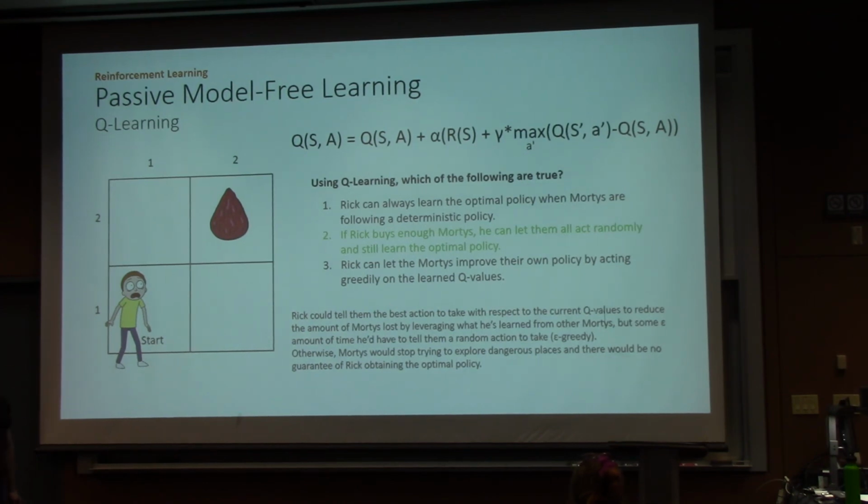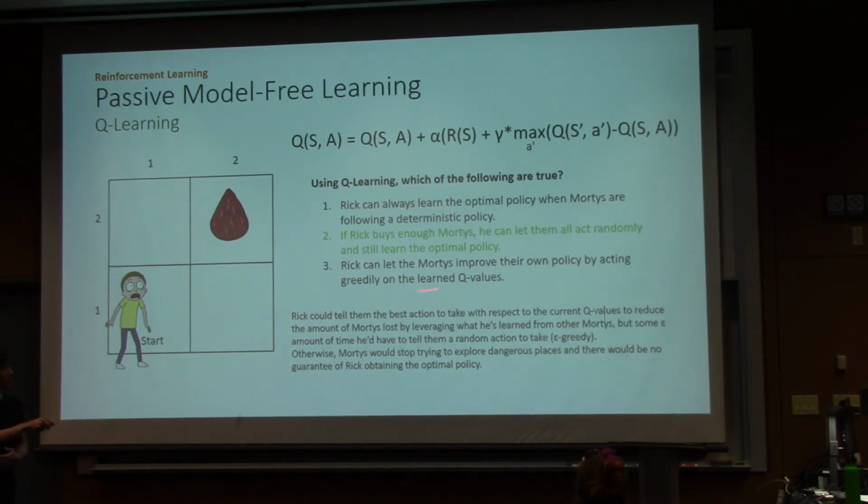The correct answer is, in fact, number 2, which is that if Rick has an infinite amount of Mortys, he can just let them follow a random policy, and he will still converge to the optimal policy. But this would be expensive, because we're now in a place where we can learn how to act better, but by doing this, we're not going to be utilizing that information.